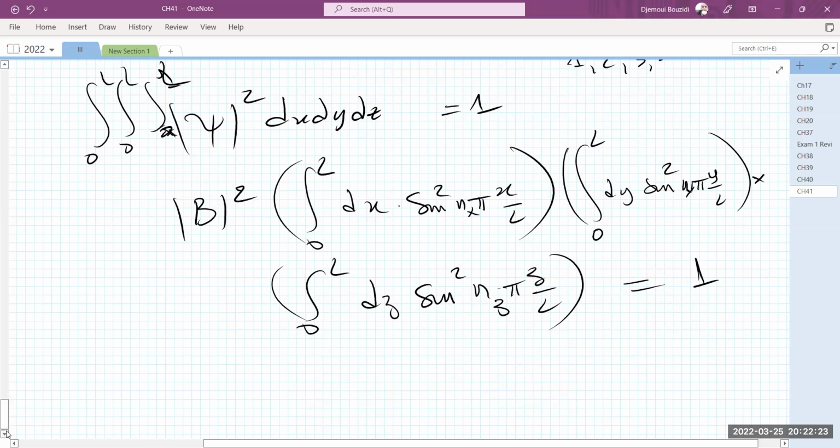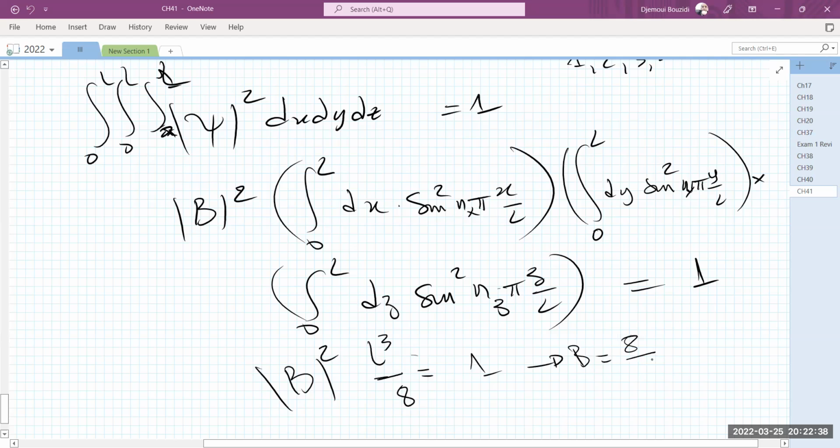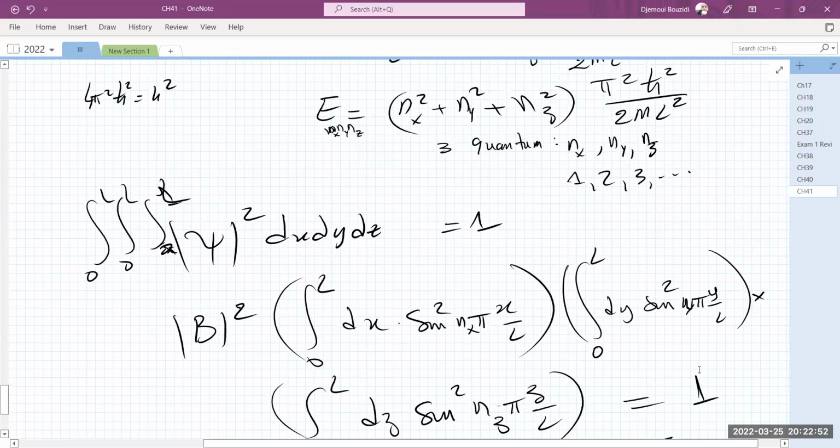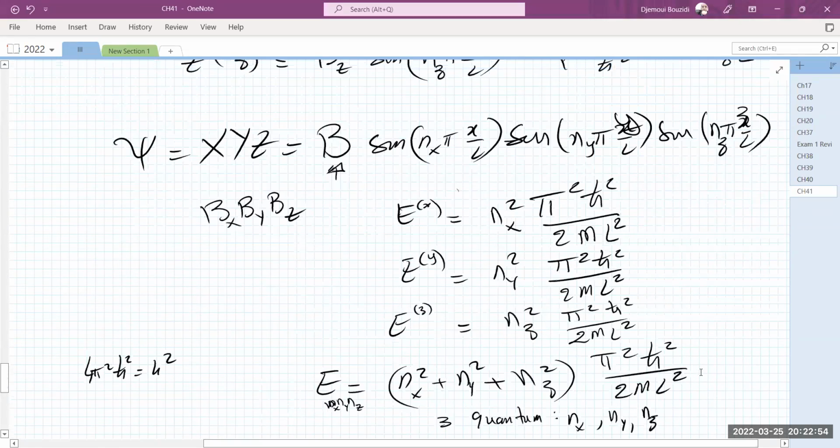8. So the b squared should be, please verify this one in here, L cubed over 8 is equal to 1. From here, I have b, which is typically taken to be real, as 8 over L cubed, under the square root, of course, okay? Where L cubed is going to be our volume. Anyway, the point being in here is that we have found the normalization condition. We have found our wave function.